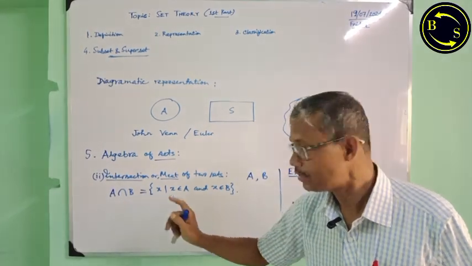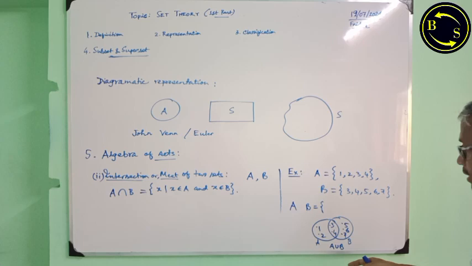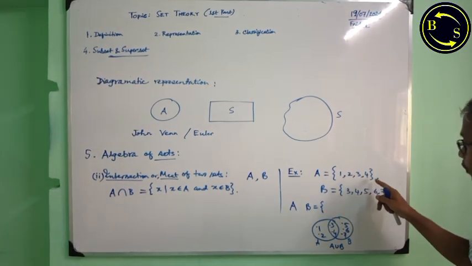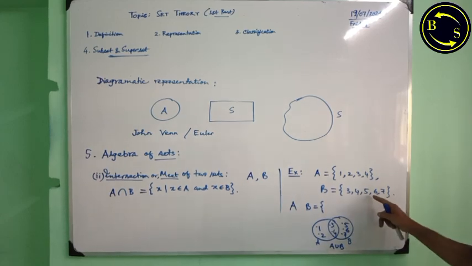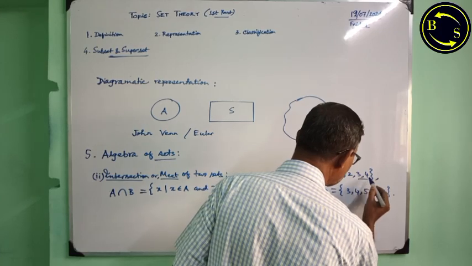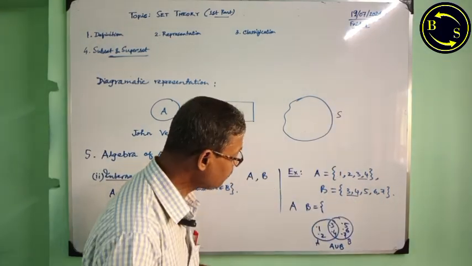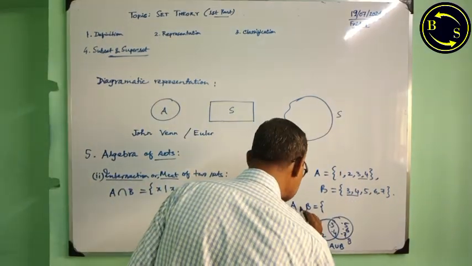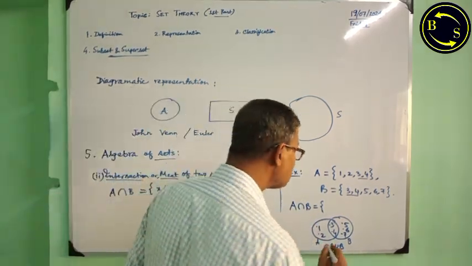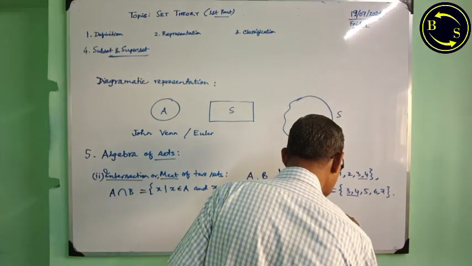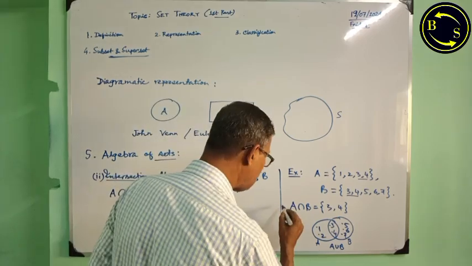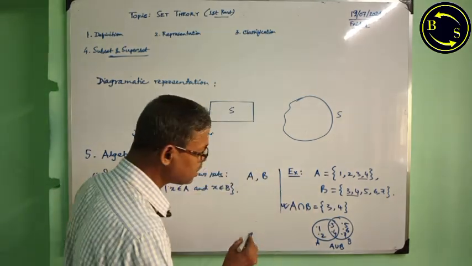For this example, we have taken A having members 1, 2, 3, 4, B having members 3, 4, 5, 6, 7. First you note what are the common members? 3, 4. Therefore, the intersection of those two sets A, B will be the set of 3, 4. This is the intersection or meet of two sets A and B.